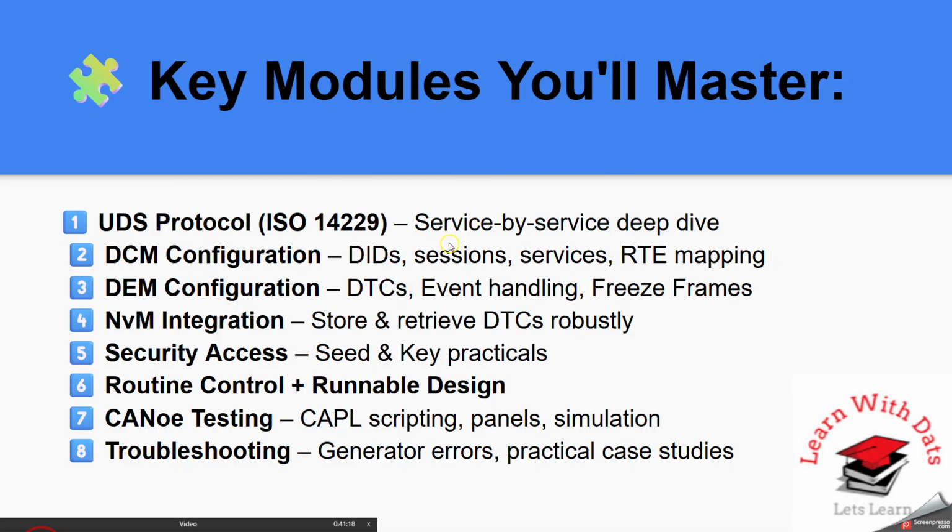So the thing I'm covering is a complete standard, 14229. What it is, whatever services are there, everything will be there. Then configurations, what all configurations will be there, like DIDs, what are the sessions, then how mapping will happen, everything. Then we will have DEM configurations, like what all DTCs, what event handling is there, what is freeze frame, what are snapshots, all those things are covered.